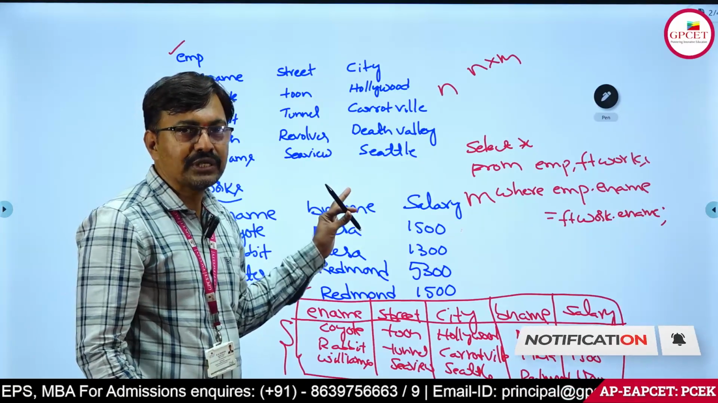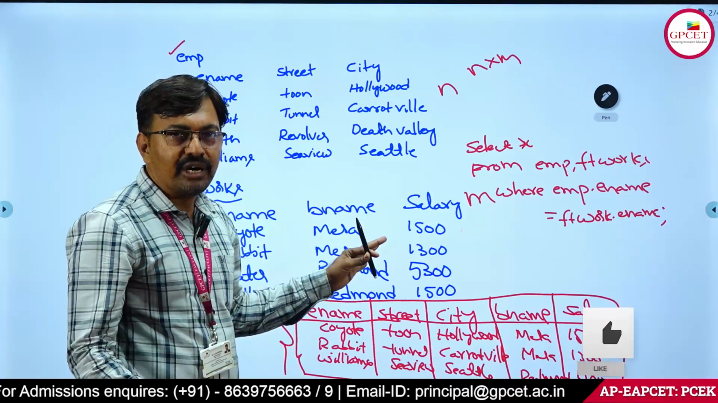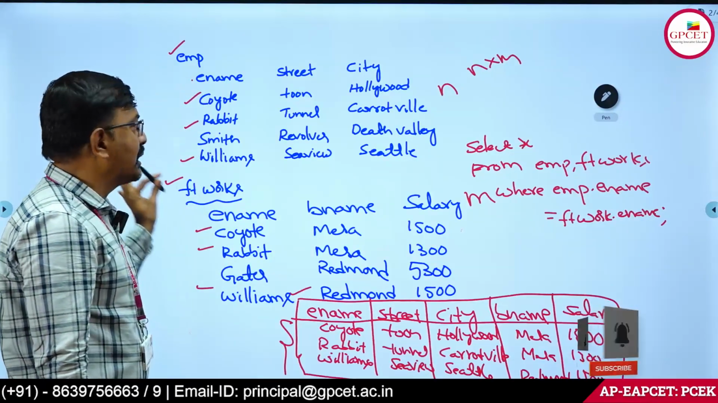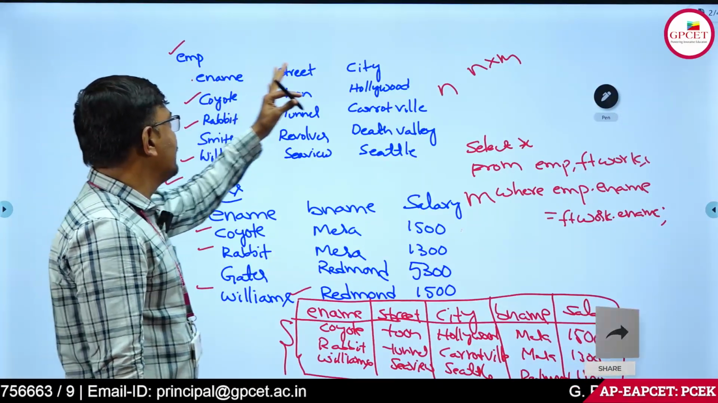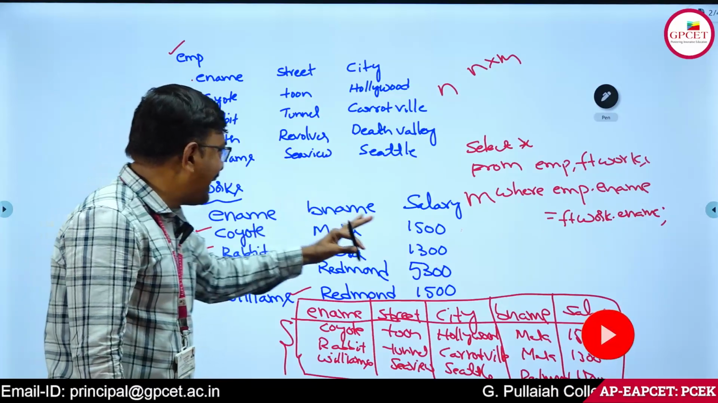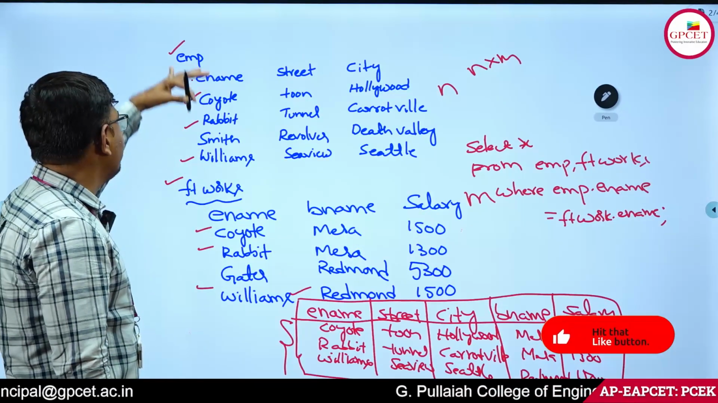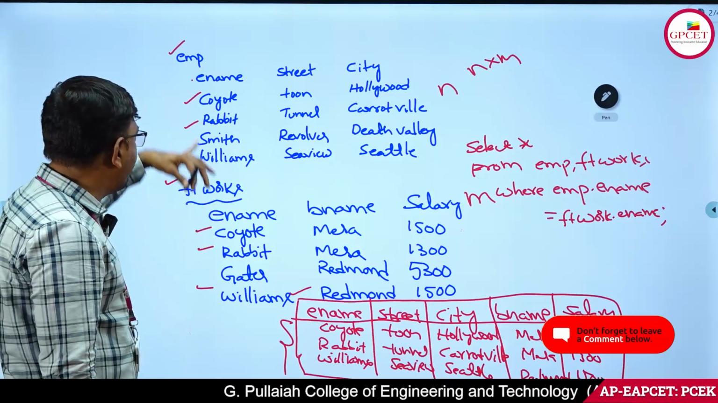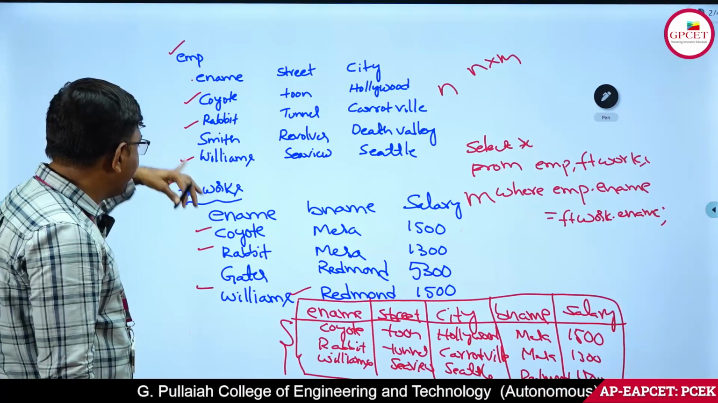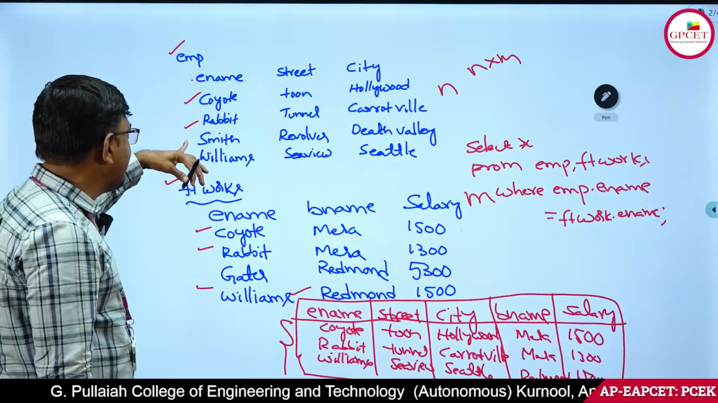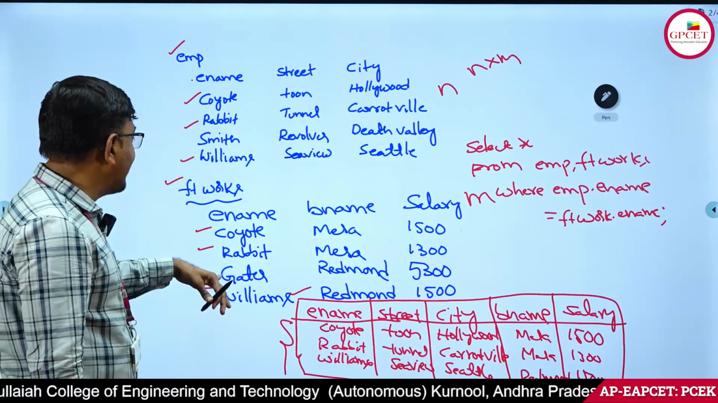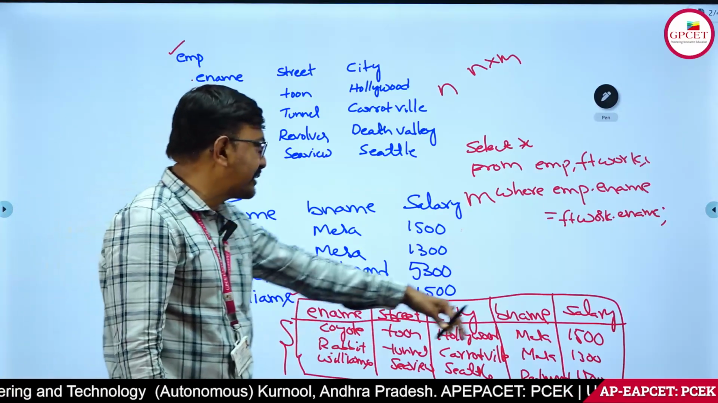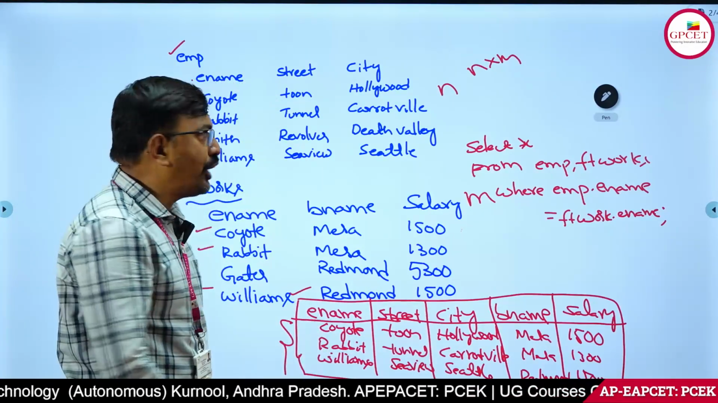Okay, now don't confuse: common column with common values is nothing but a join operation. What is the common column? Employee name is common. Observe here: employee name, street, city. Here: employee name, branch, salary. What are the common values? Coate is common, rabbit is common, Williams is common. But Smith is there, and here Smith is not there. Smith and Gates are different values. That's why we match the values and get the output. That is a natural join, right?